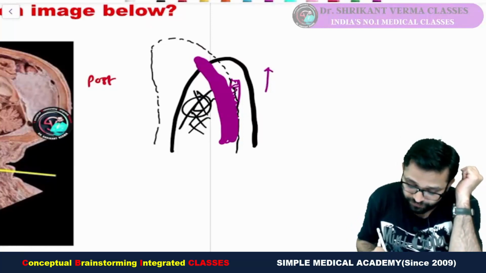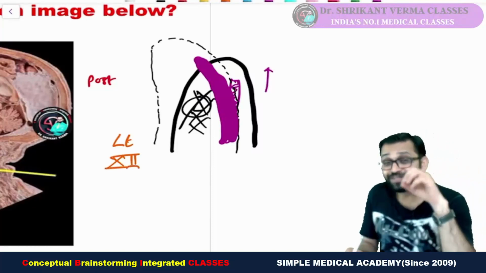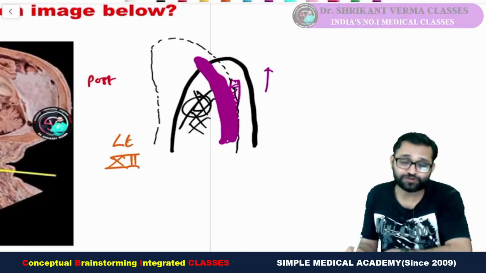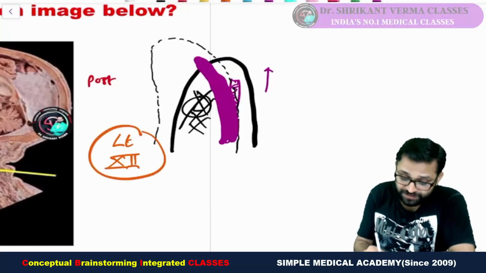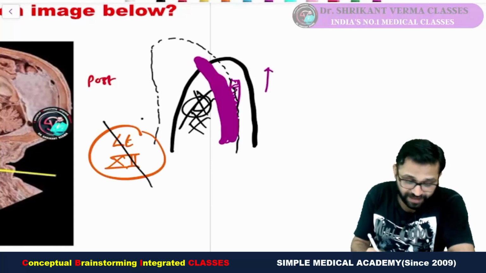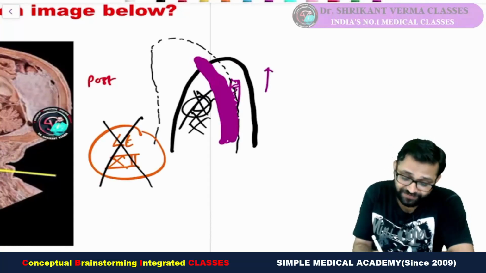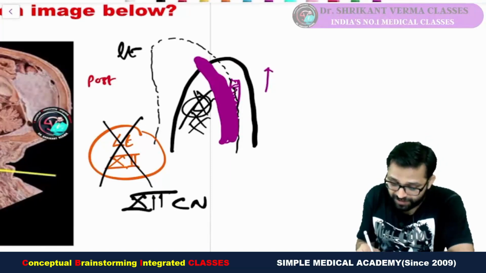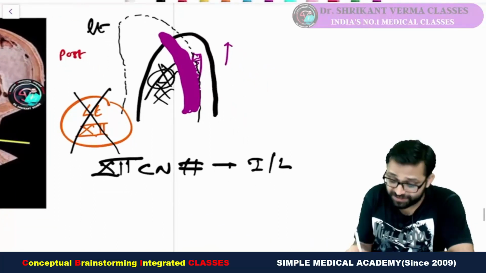So if the left 12th nerve, the nerve of the tongue, is damaged: it supplies all the muscles of the tongue except palatoglossus. So genioglossus is supplied by the 12th nerve. Getting the point? Then what will happen? It deviates to the left side. Remember, 12th cranial nerve damage causes ipsilateral deviation.